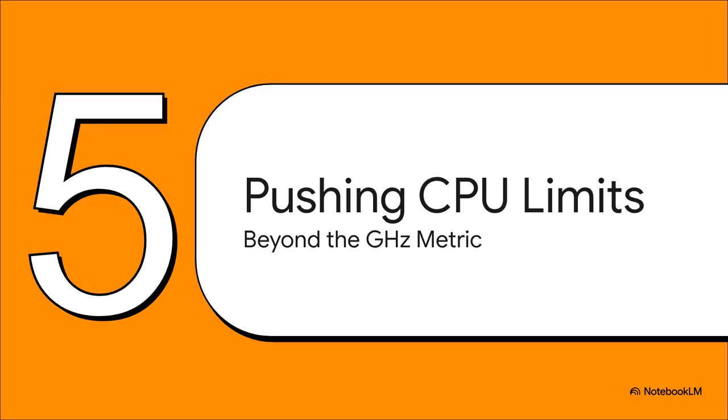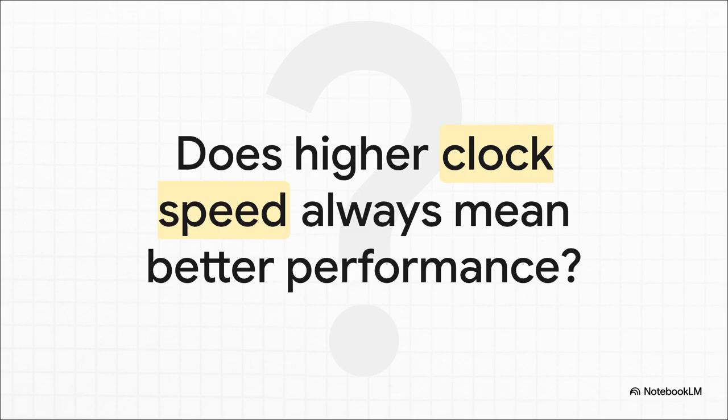And finally, Section 5. Pushing CPU limits beyond the GHz metric. It's time to bust a major myth here. I want you to think about this question. Does a higher clock speed always mean faster performance? If a CPU has a higher gigahertz number printed on the box, is it automatically the better computer? Well, actually, no. The short answer is not always.